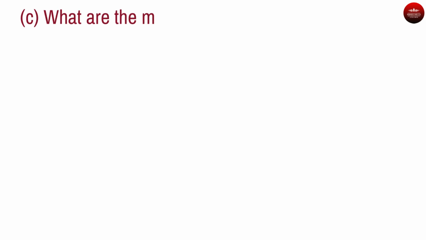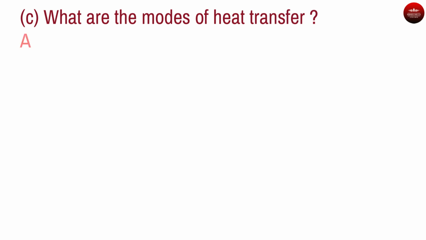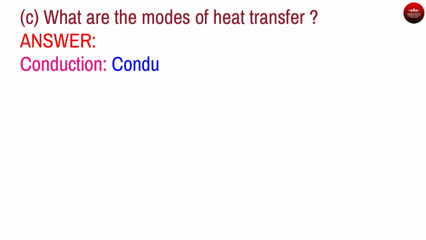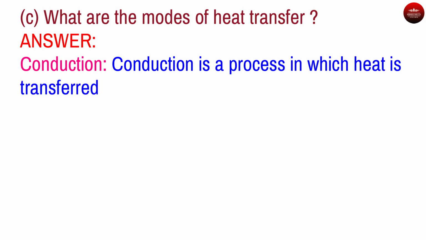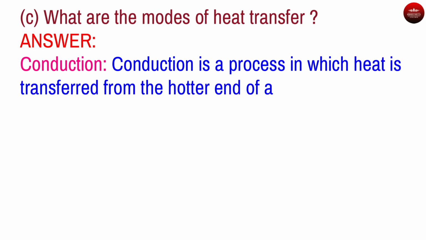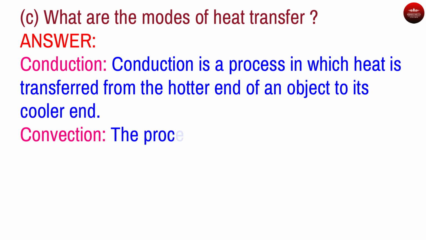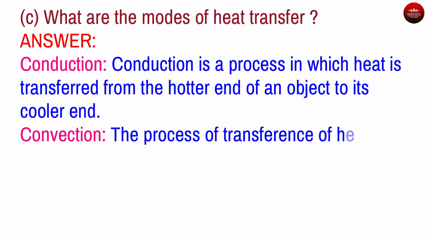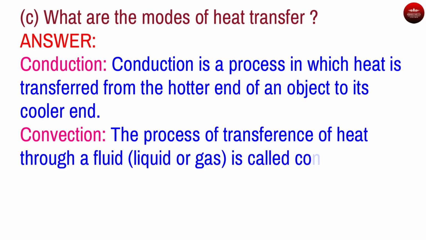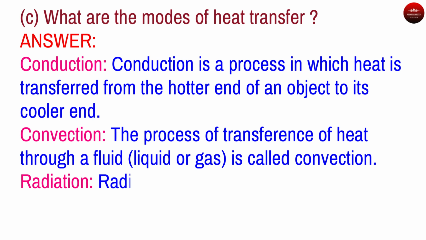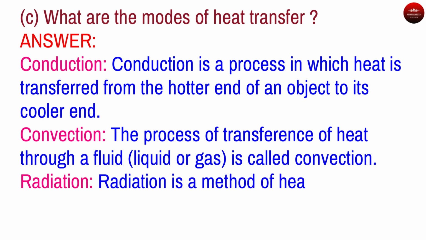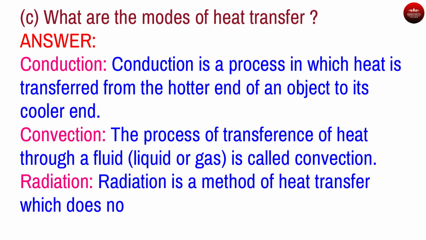C. What are the modes of heat transfer? Answer. C. Conduction. Conduction is a process in which heat is transferred from the hotter end of an object to its cooler end. Convection. The process of transference of heat through a fluid, liquid or gas is called convection. Radiation. Radiation is a method of heat transfer which does not require a medium.